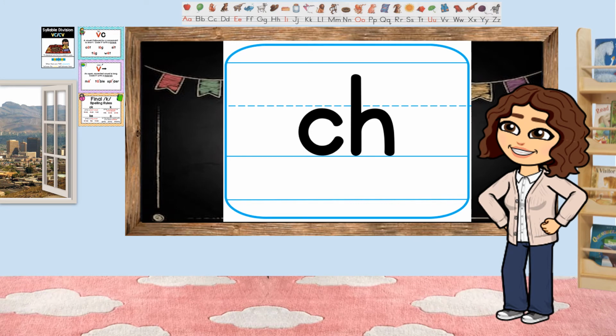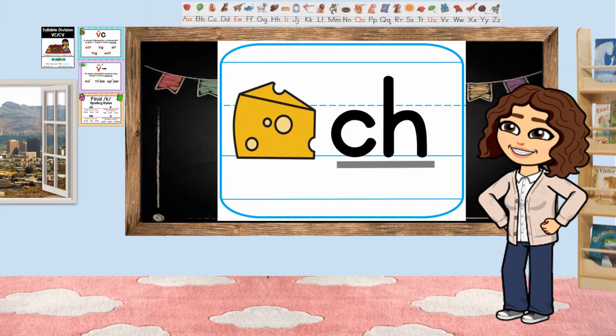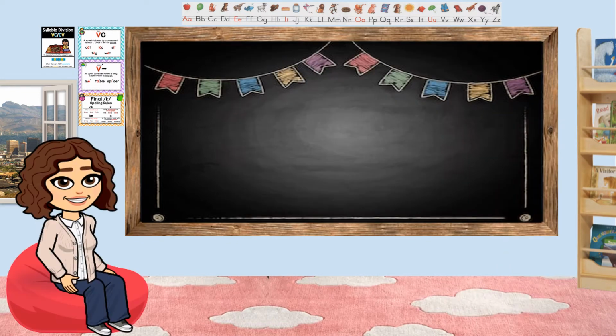So boys and girls, as we learn today, we have digraph CH. So when we see this card, we're going to say digraph CH. Now to help us remember one of the sounds digraph CH makes, we have our keyword cheese. So when we see this card, we're going to say cheese, ch. Great job, boys and girls.